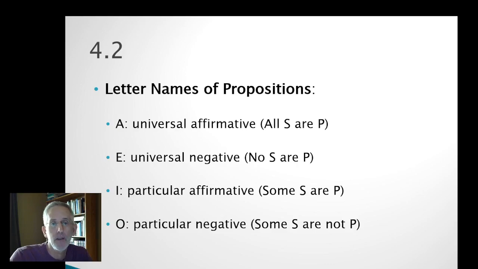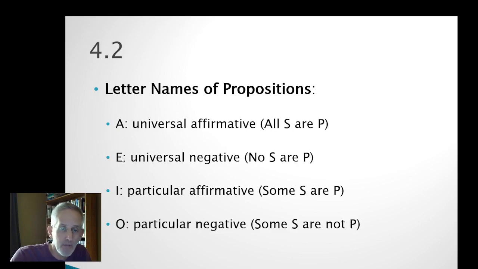Okay, so the letter names of propositions. Since the Middle Ages, logicians have assigned the vowels A, E, I, O as shorthand to refer to these four different types of categorical propositions that are in standard form. So if I say an A-form categorical proposition, what that means is a categorical proposition that has the form all S's are P's.